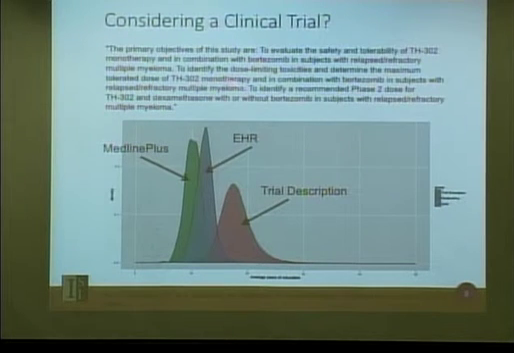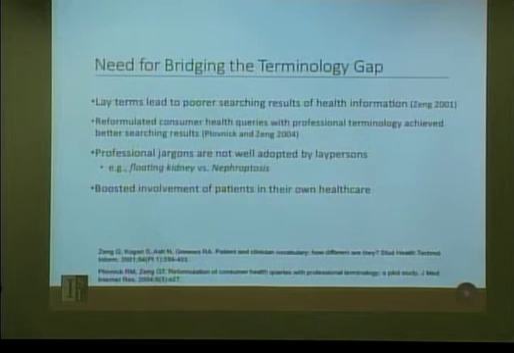If you look at this text, it's actually pretty unreadable, right? I personally don't quite understand what it wants to say. So imagine you're a patient who wants to find information; this is really difficult to understand. So there's a need for bridging the terminology gap between healthcare professionals and health information consumers.